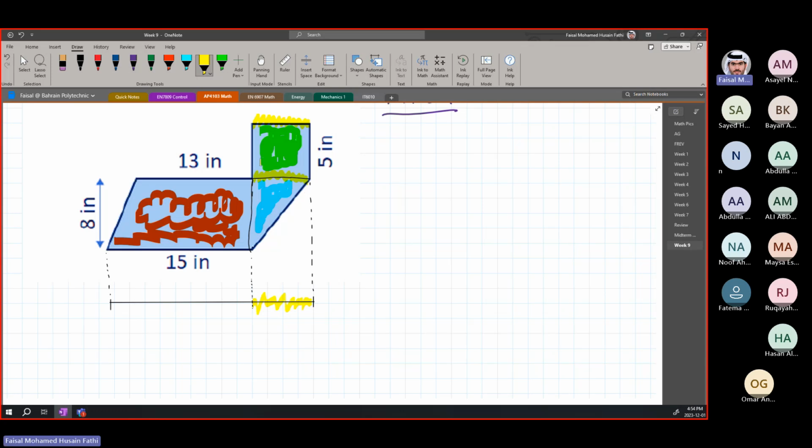Just 1 second. Let me just check and see everything. 15. Okay. I see. Give me a second. Let me just double check and see all the sides. 13. Okay. We have 5. We have 15. We have 8, which is the height. This is 8. This is 8. 13, 15. This is going to be 2.